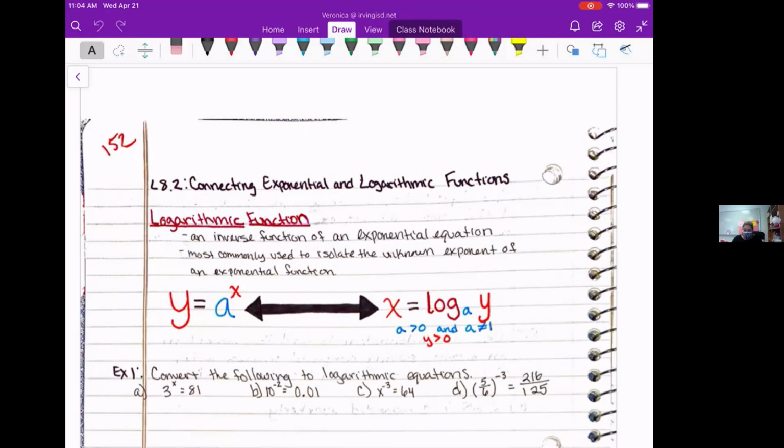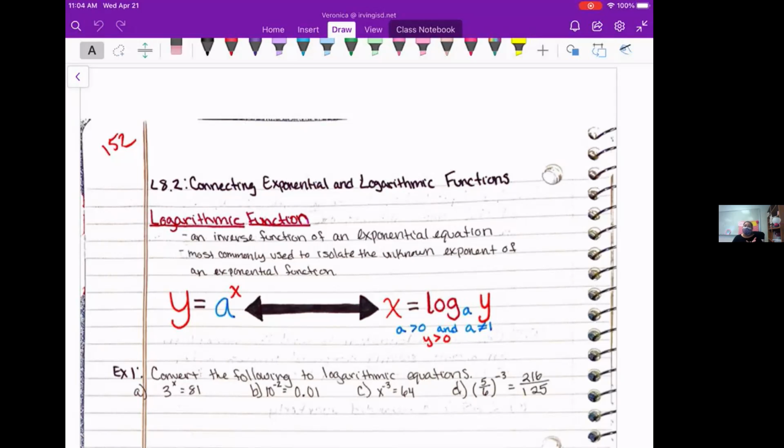A logarithmic function is the inverse function of an exponential function, which I just said, and it's most commonly used to isolate the unknown exponent of an exponential function. So for example, if you have 12 equals 3 to the power of what? If you don't know what the exponent is, you need logs in order to figure that out. So that's why we have logarithmic functions.